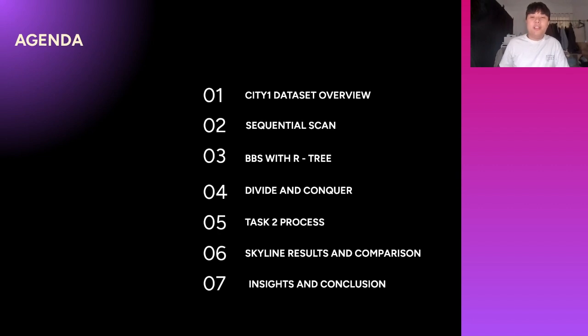So first, for our agenda, I'll walk you through our dataset overview, and then we'll discuss each algorithm. Firstly, sequential scan. Next is the BBS R-tree, or branch and bound, and lastly is divide and conquer. Then I'll summarize the whole process of task 2, and we'll compare each algorithm's results and get the necessary insights and conclusion.